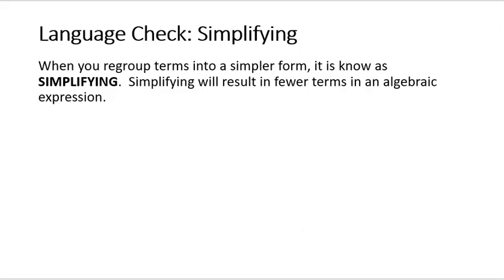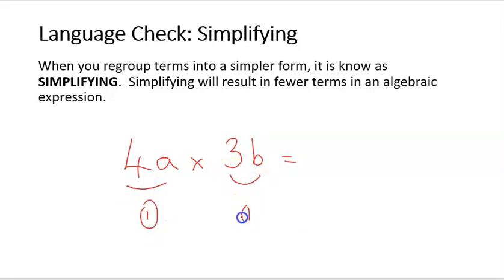So a quick example of this is if we have 4a multiplied by 3b. You've got one term there and you've got one term there, so that's two terms altogether. If I multiply them together, that will be 12ab, and we'll go through later how to actually do that. And we've reduced those two terms to one term. So that's what is meant by simplifying. We've multiplied two terms together to produce one term, so it's being shown in its simplest form.